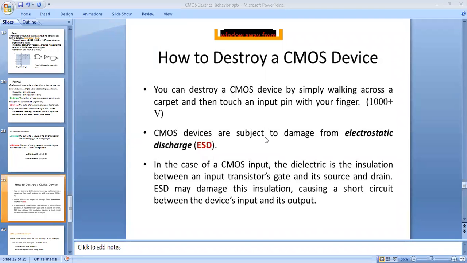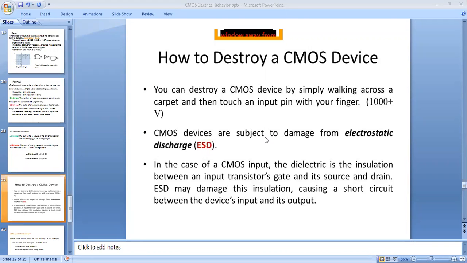The second one is the latch-up method. What is the latch-up method? Our actual power supply rail is 0 to 5 volts. If we apply below 0 or above VCC, then the CMOS automatically becomes destroyed. That is the latch-up method.